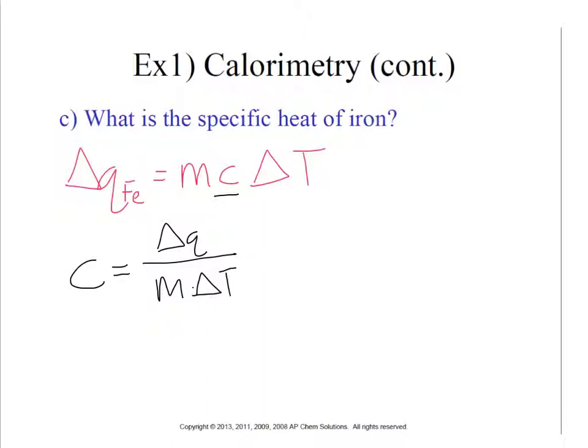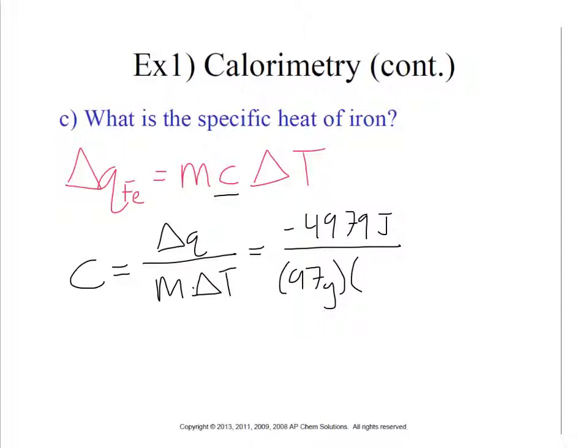T. So delta Q we already found, and we found it to be negative 4979 joules. We know that the mass of the iron was 97 grams. And then for the delta T, we know what the starting temperature was for the iron. It was 143 degrees Celsius, but it never tells us what the final temperature of the iron was. It tells us what the water was, but not the iron. How can we figure that out? Let's see. Yeah, they would be exactly the same.